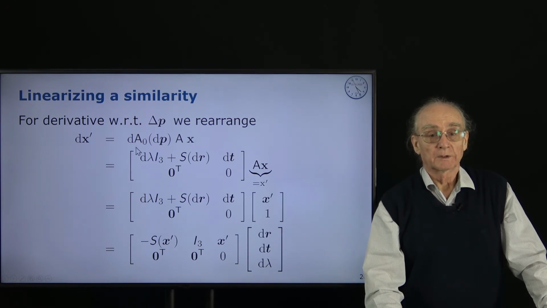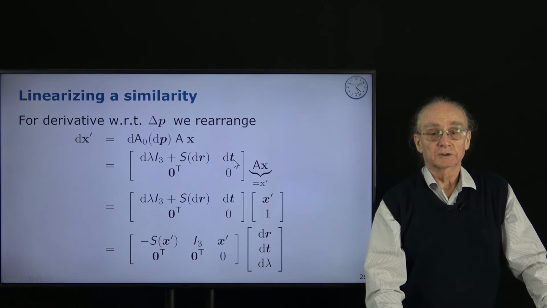Now, what is this part? This is nothing else than d lambda multiplied with the unit matrix, the skew-symmetric matrix of the small change of the rotation, and here on the upper right, the change of the translation, multiplied with ax. What is ax? At the approximate values, it's x prime. So we could say this is x prime. So we get exactly the same expression multiplied with x prime.